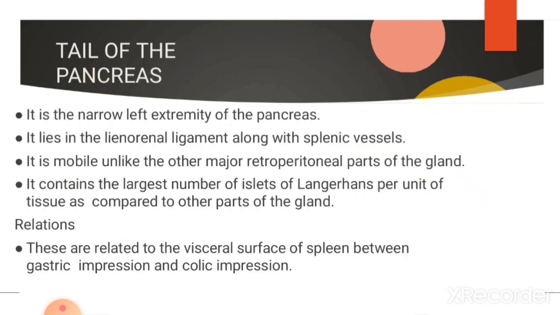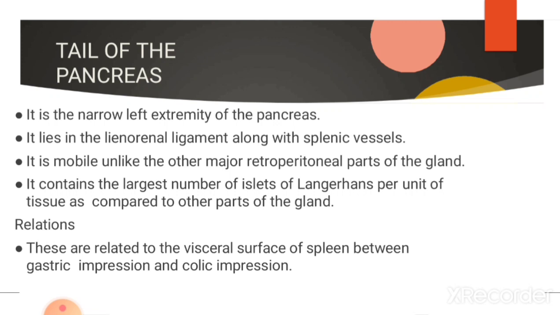Then come to the tail of the pancreas. It is the narrow left extremity of the pancreas. It lies in the lienorenal ligament along with the splenic vessels. And now what is the lienorenal ligament? It is again a fold of peritoneum which is attaching the tail of pancreas with the hilum of the spleen. So this is the lienorenal ligament. It is mobile unlike the other major retroperitoneal parts of the gland.